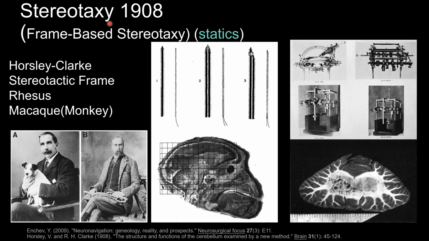Stereotaxy came to 1908, with two very famous neurosurgeons, Horsley and Clark. They used a frame-based technology and electroshock to make lesions in the monkey head. But at this time, the X-ray, the radiograph, was still not invented.